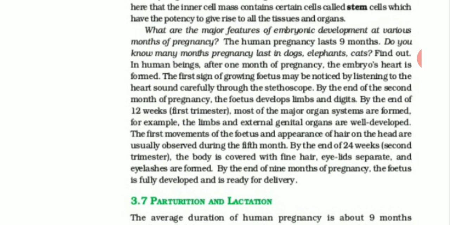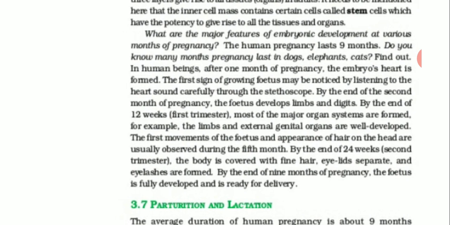In human beings, after 1 month of pregnancy, the embryo's heart is formed. The first sign of a growing fetus may be noticed by listening to the heart sound carefully through the stethoscope. By the end of the second month of pregnancy, the fetus develops limbs and digits. By the end of 12 weeks, most of the major organ systems are formed. So first of all, the heart is formed. Second, limbs are formed, and third, in the coming 12 weeks क्या होता है, पूरा organ system जो होता है वो develop हो जाता है.